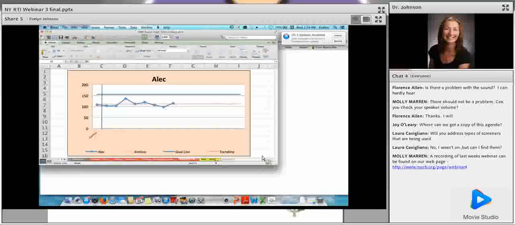He's not incredibly below his reading goal, but he doesn't seem to be making any progress towards becoming more fluent. And so by this point, we had a very stable trend line for him.